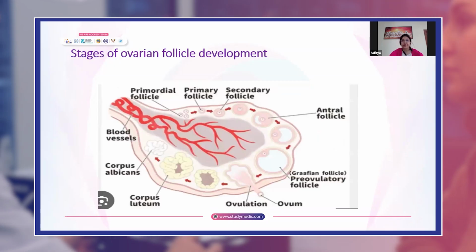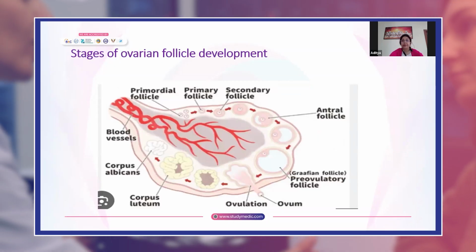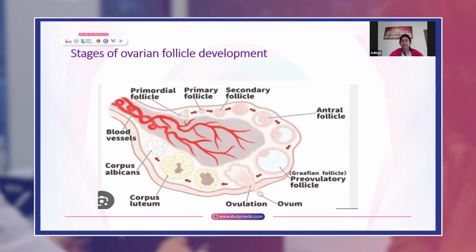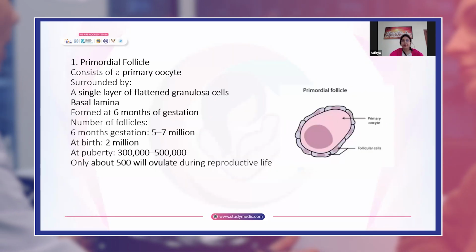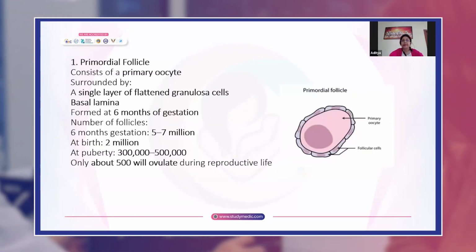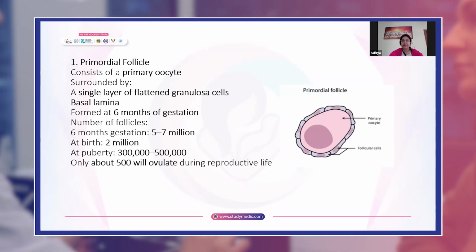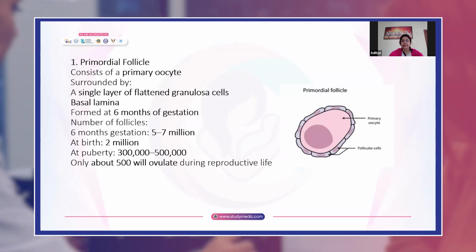These are the stages of ovarian follicle development. We will be taking them in a step-wise manner. In the primordial follicle, what happens? It consists of a primary oocyte surrounded by a single layer of flattened granulosa cells.